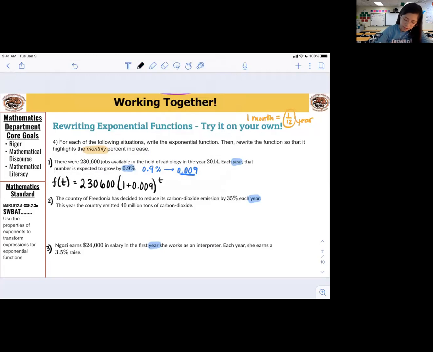Cool. Now I'm just going to add what's in the parentheses. So this is f of t equals 230,600 times 1.009 to the power of t. So that's my original function. Now I have to turn it into monthly percent increase. Right now it's yearly, I've got to turn it into monthly. So what am I putting into the parentheses? The exponent. Good.